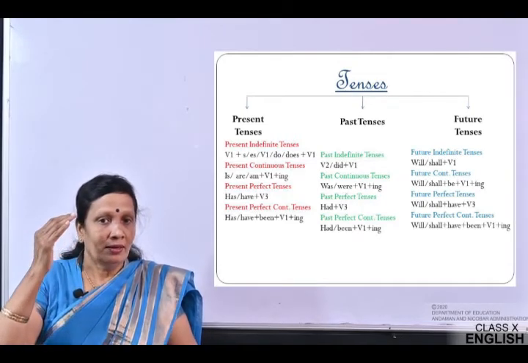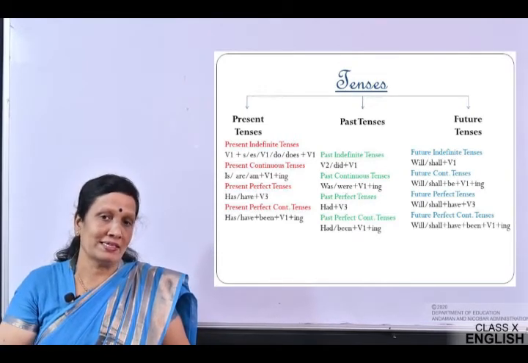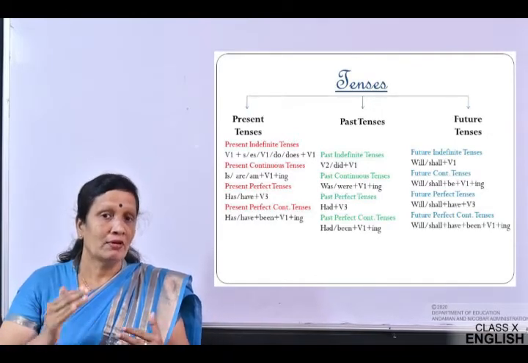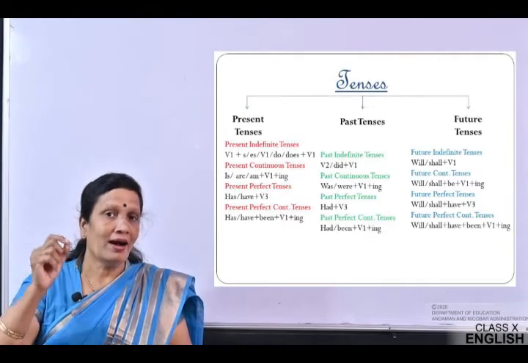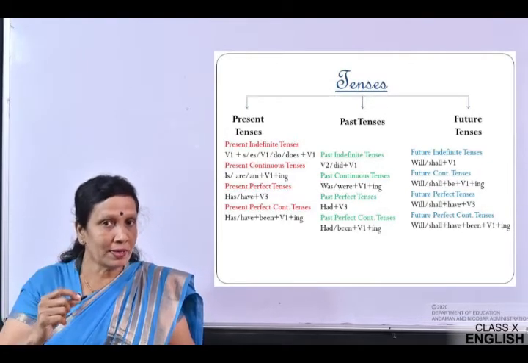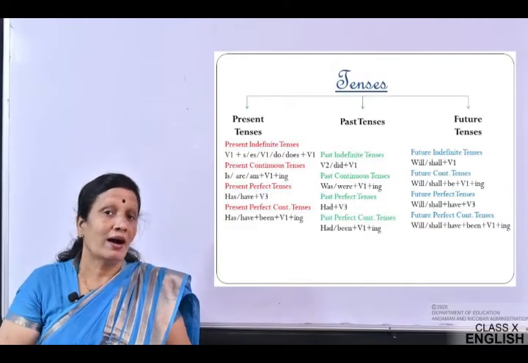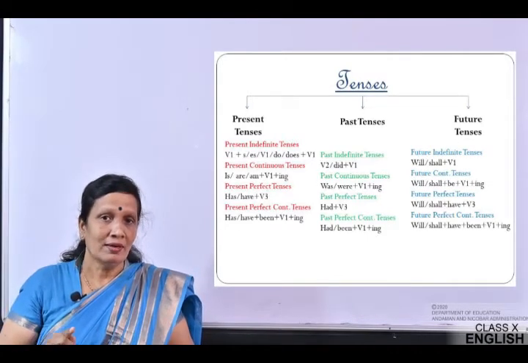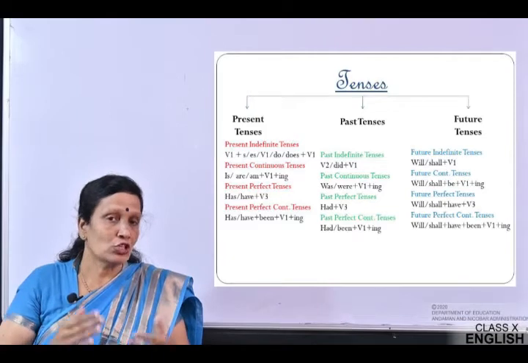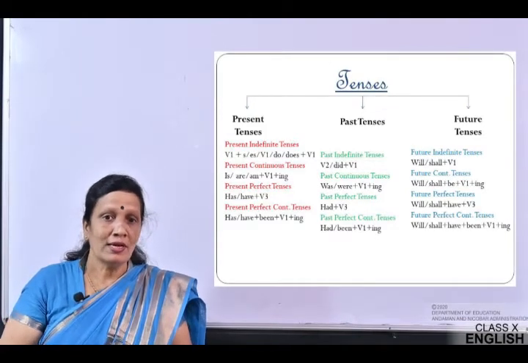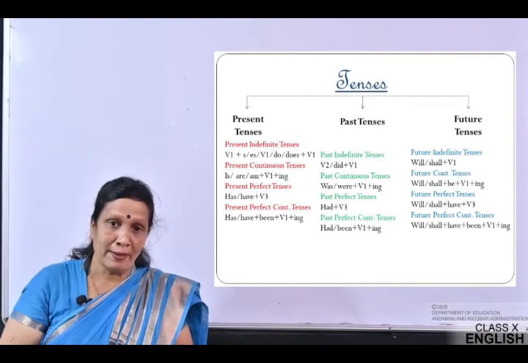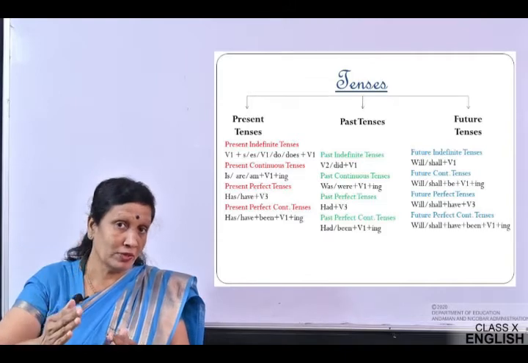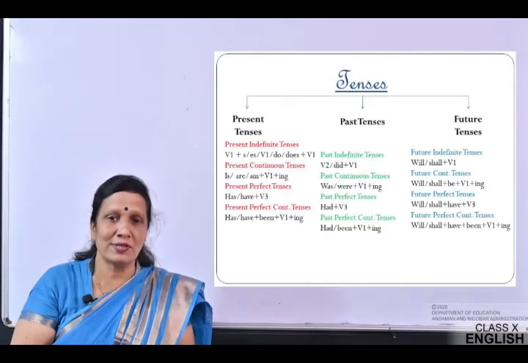In the present continuous tense, we use is, are, am plus the first form of the verb and ing. As I told you in the beginning, the continuous tense has got ing with it. The first form of the verb plus ing. He is singing. The children are playing. Or I am reading. So is, are, am plus the first form of the verb plus ing in the present continuous tense.